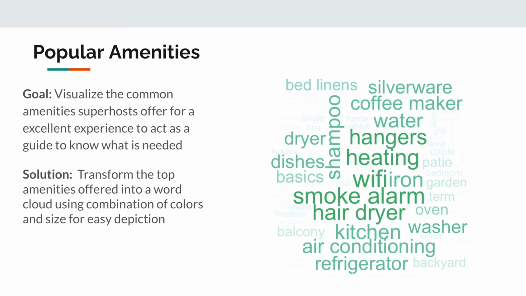We also use double encoding where darker saturation implies higher frequency. This can help our audience to be aware of the difference in frequency even if the size of the text may look similar. For example, coffee maker and hangers may look similar in size, however, the darker color of coffee maker can ensure our audience can interpret it properly.